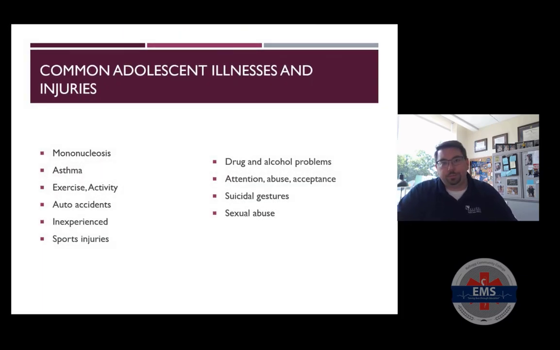Common injuries. Mono. Mononucleosis is one of the big ones we see, right? The kissing disease. They're starting to kiss everybody. Asthma. Exercise or activity-related injuries. Auto accidents, especially if they're learning to drive. They are inexperienced with a lot of things, so they are more likely to have traumatic injuries or illnesses because of that. Sport injuries. They now start to play around with drugs and alcohol.